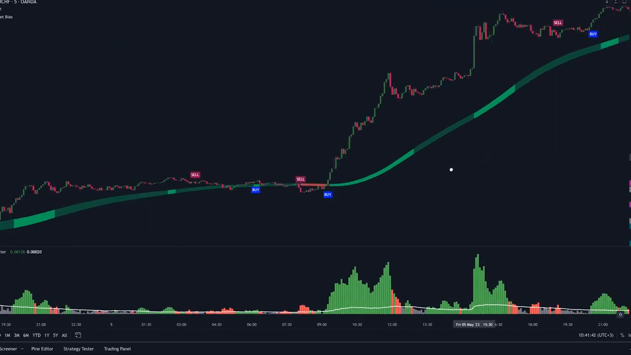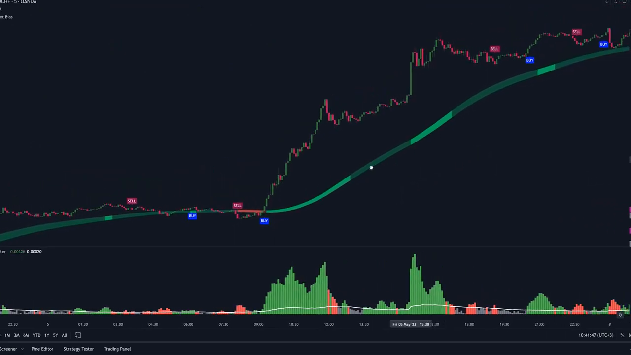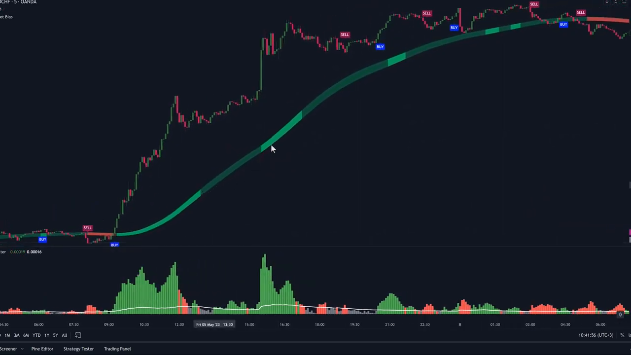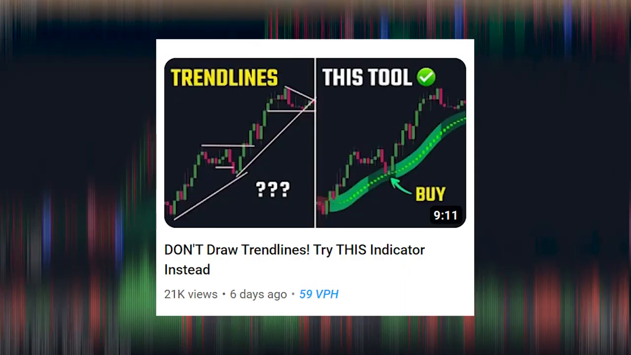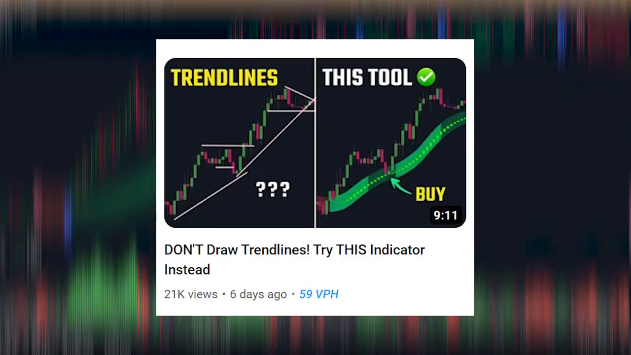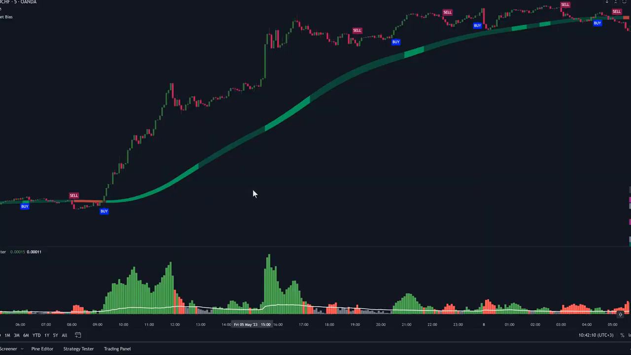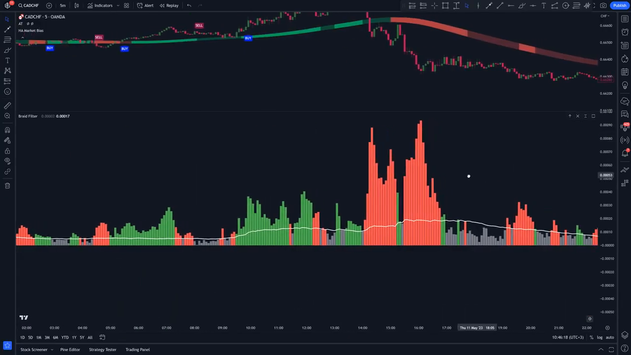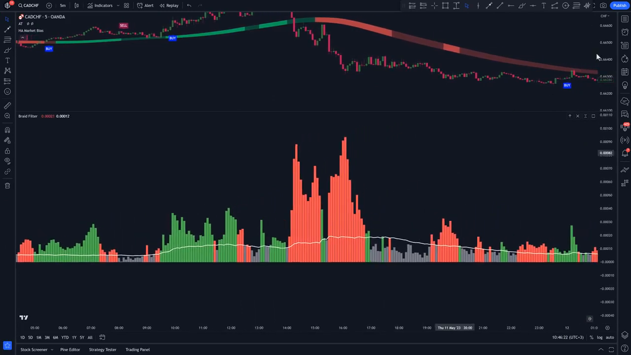The Market Bias indicator is a really good trend confirmation tool that can also be used to identify pullbacks in the market. I did a video about it just a while back. If you want to check it out, link will be in the description. But basically how it works is when it's colored green, it's a bullish trend, and when it's colored red, it's a bearish trend. The Braid filter, on the other hand, is a volume confirmation indicator.